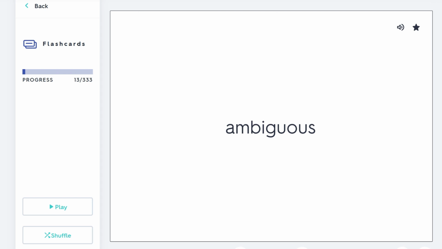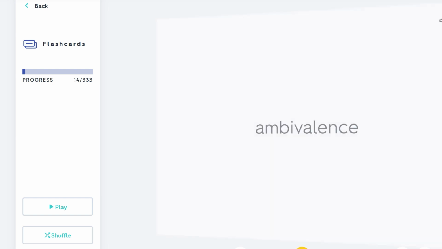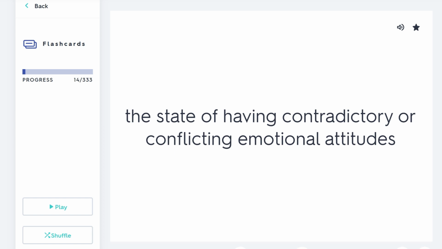Ambiguous. Unclear or doubtful in meaning. His words were ambiguous. Was he telling her off, or was he encouraging her? It's ambiguous. Ambivalence. The state of having contradictory or conflicting emotional attitudes. I wanted to go to the party, but I was feeling a bit of ambivalence. Something was holding me back.